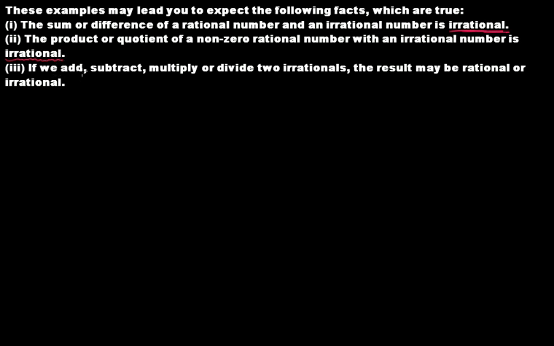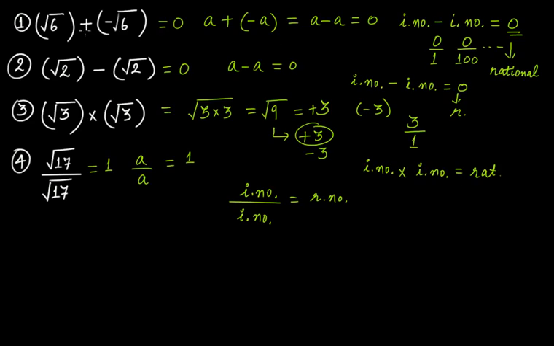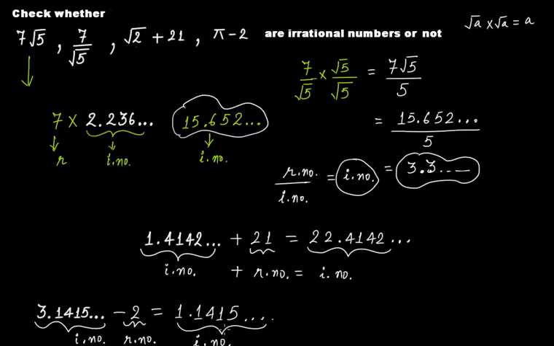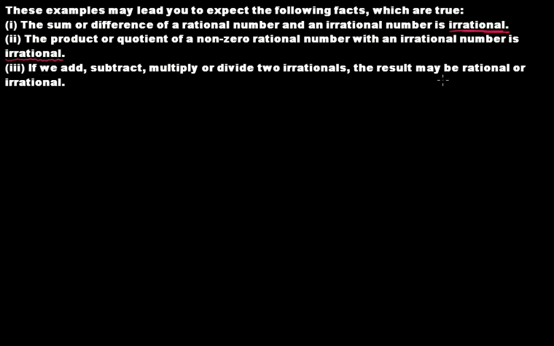Okay, if we add, subtract, multiply or divide two irrationals, the result may be rational or irrational, as we have seen here. Subtraction gives us rational. These are two irrational numbers, so their subtraction gives us rational. Same thing here. This is multiplication, you are getting rational. This is division, you are getting rational. But in some of the cases, you can get irrational also. You can go through these problems again, and then you'll get to know that these facts, what we have discussed here, are actually true.